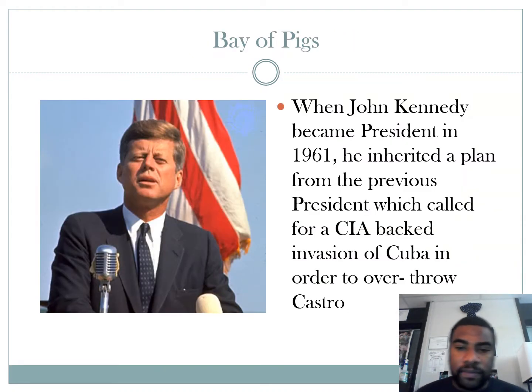All right, Bay of Pigs. When John Kennedy became president in 1961, he inherited a plan from the previous president which called for a CIA-backed invasion of Cuba in order to overthrow Castro. And of course, the previous president here was Dwight Eisenhower. All right. So they already had a plan developed in which they would go into Cuba and help their rebels reoccupy Cuba to overthrow Castro.